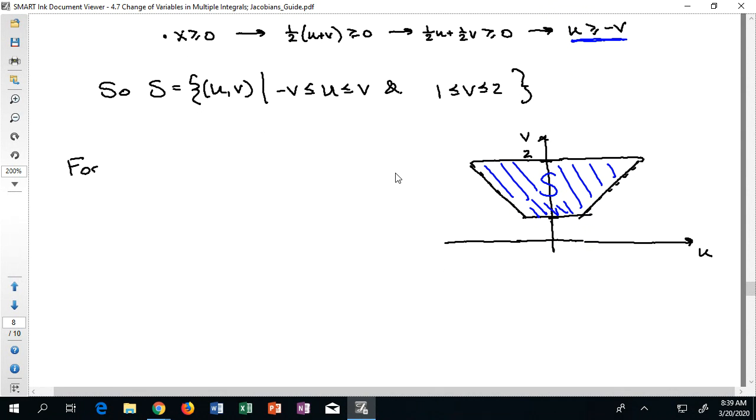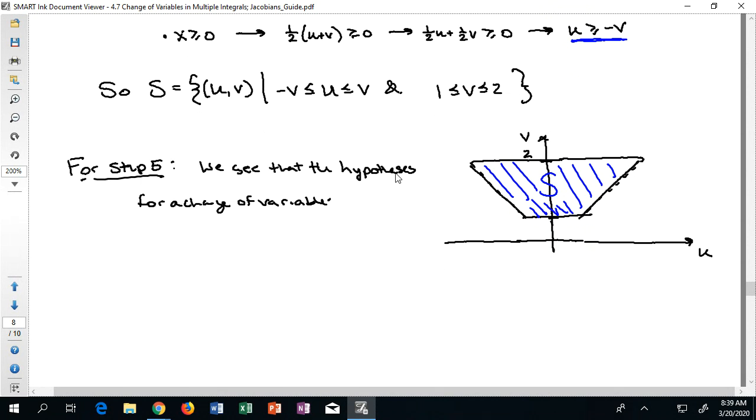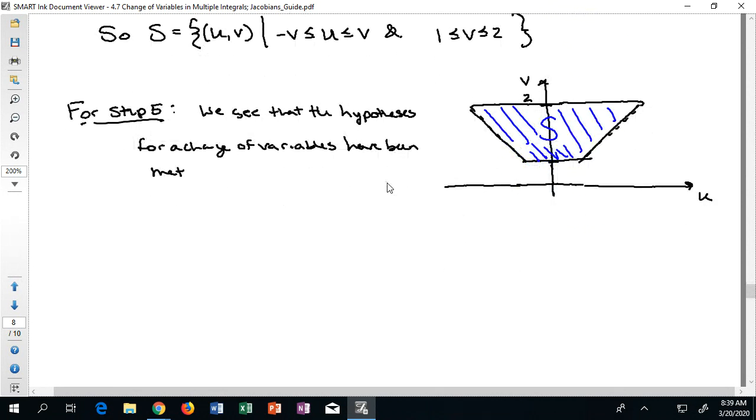So now, for step 5, it's pretty easy to see here that the hypotheses for a change of variables have been met. And so I can immediately go to step 6. Step 6 is going to be actually doing the computation.